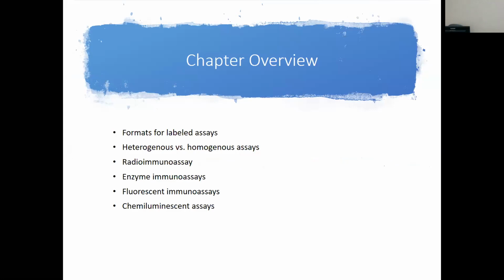Now we're going to talk about heterogeneous and homogeneous assays, radioimmunoassays, which we will not be doing here on campus, so you don't have to worry about that. We do not do radioactivity here. Enzyme immunoassays we will be doing today. This is the one you're doing today.